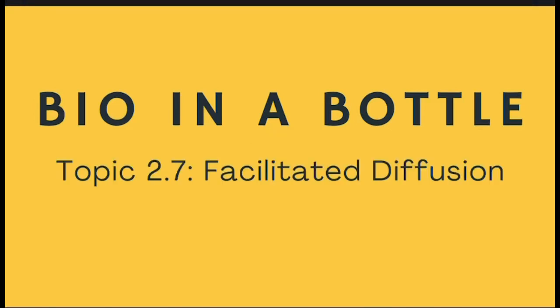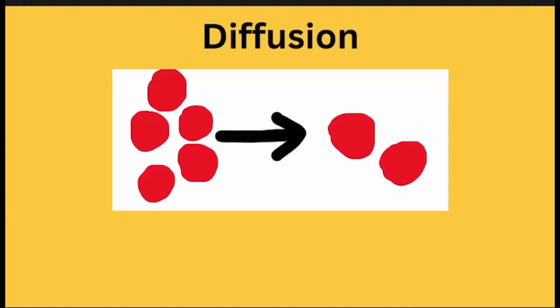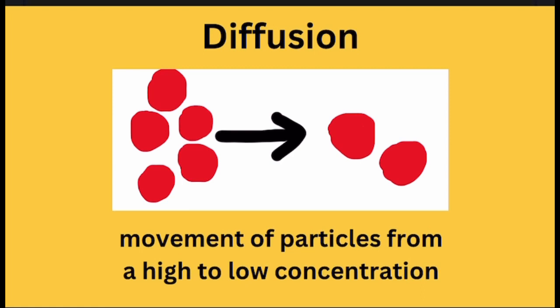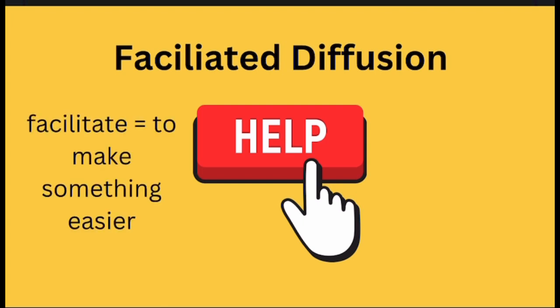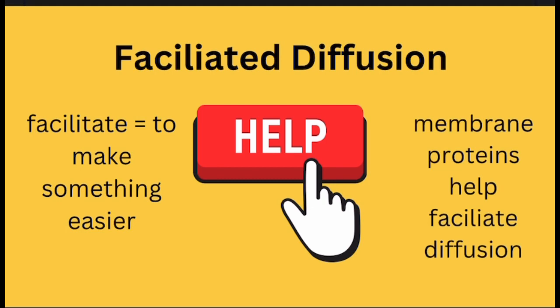My name is Ambika and today we are covering topic 2.7 of AP Bio, or facilitated diffusion. To recap, we learned about how diffusion is the movement of particles from a high to low concentration via chemical and electrical forces. And now we can apply that to facilitated diffusion. Facilitate means to help, so all facilitated diffusion is just diffusion aided by membrane proteins.